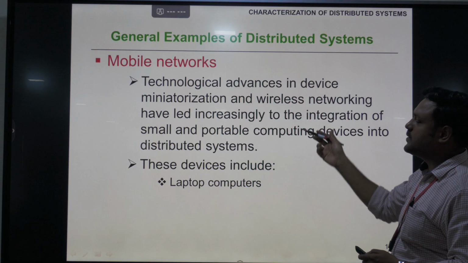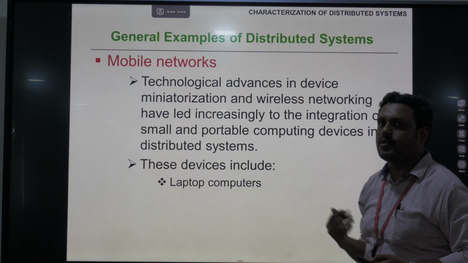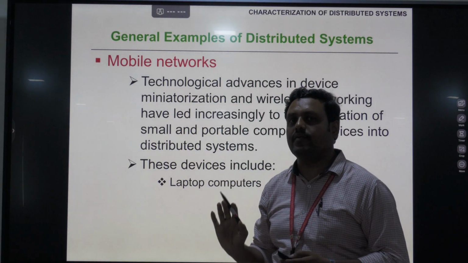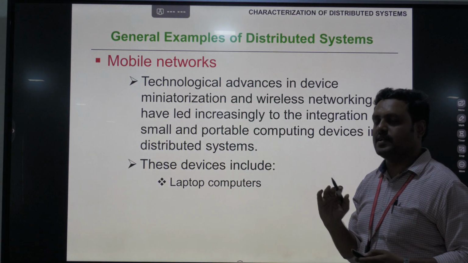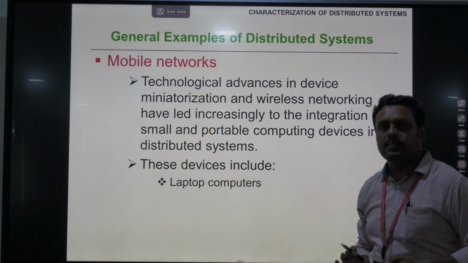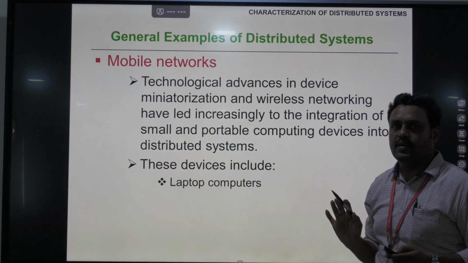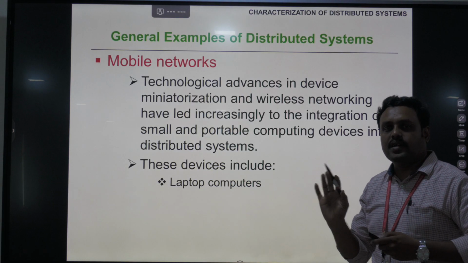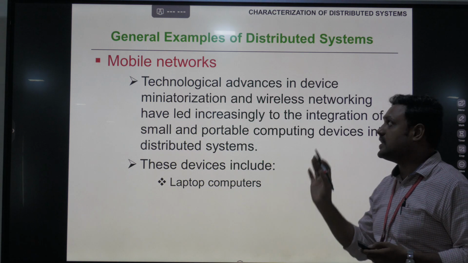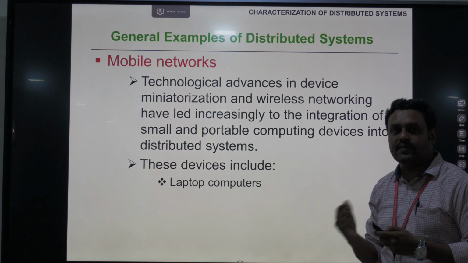And next one is mobile networks. So we are all using mobile networks, right? Every mobile will have its own network, whether it is Idea or Airtel or BSNL or Jio, whatever it may be. So every mobile device is having its own network. So that is another network which is connecting the devices.